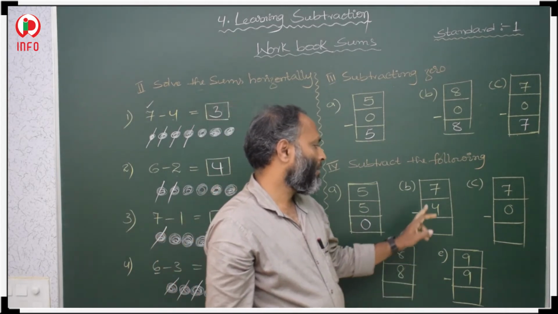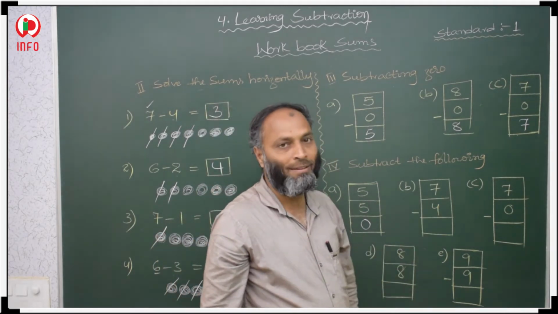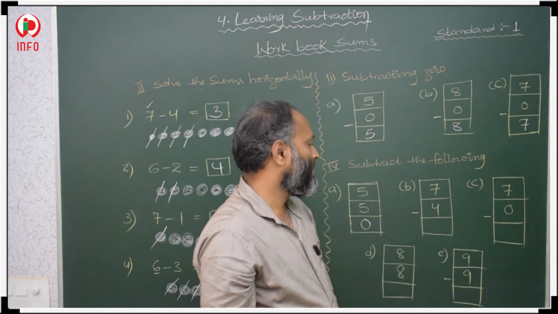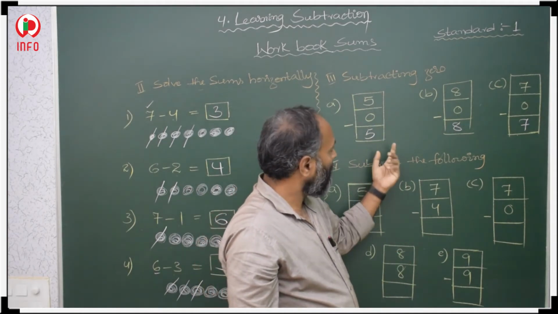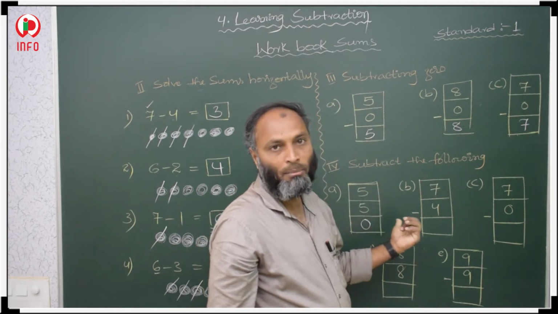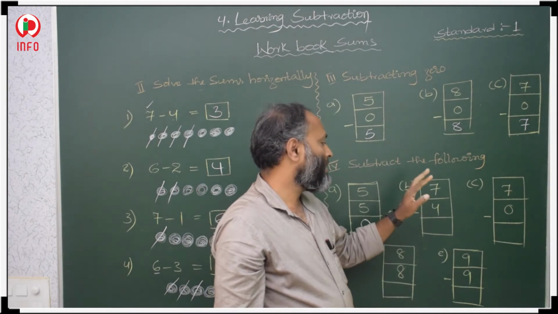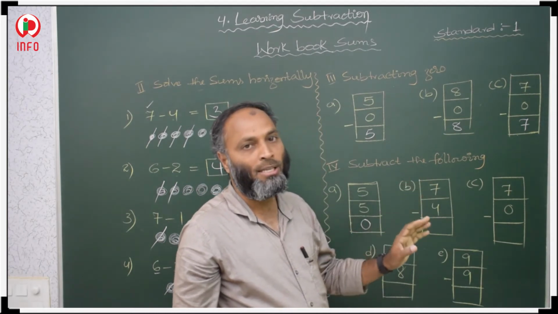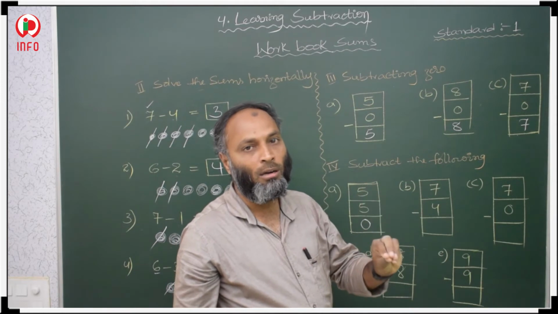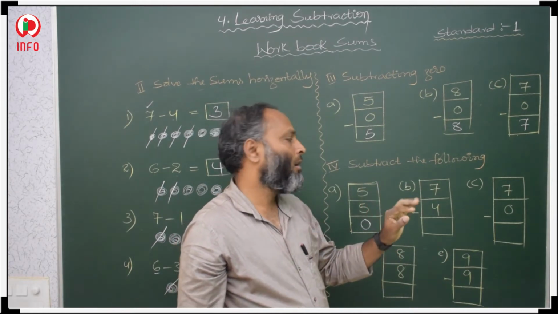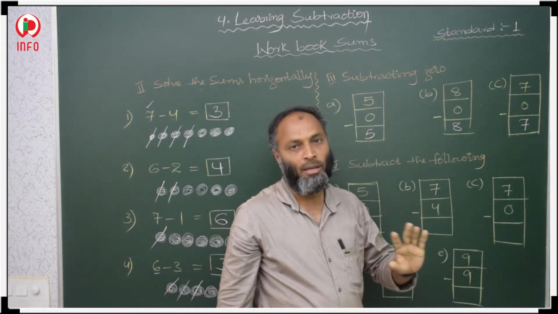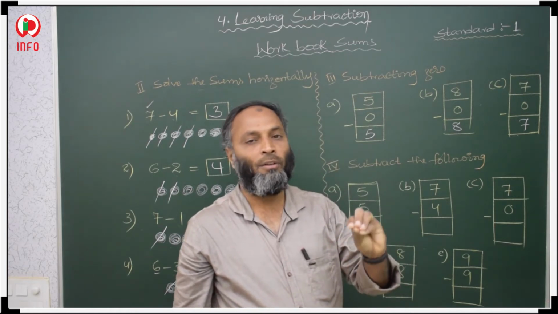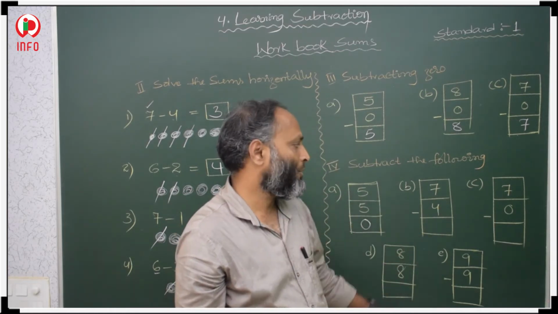The next, 7 minus 4. So there is no 0 and no same number will come. So it means we have to do this subtraction by using the horizontal method or the vertical method. Any one method you have to choose and do this subtraction.